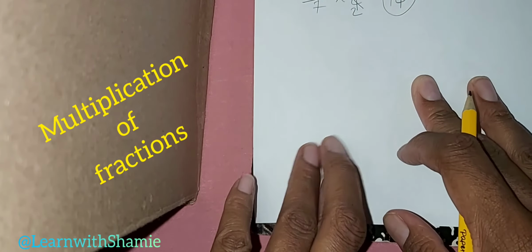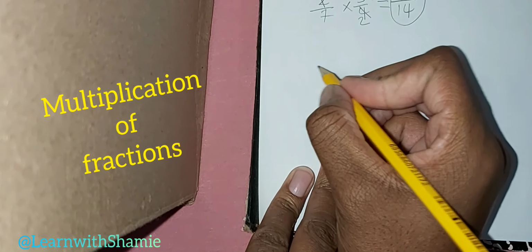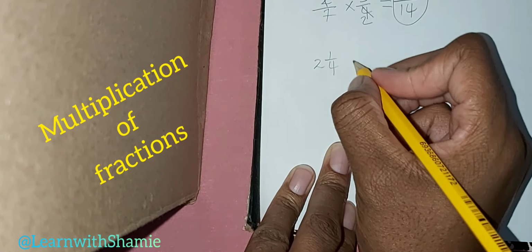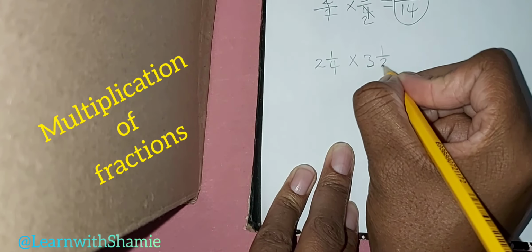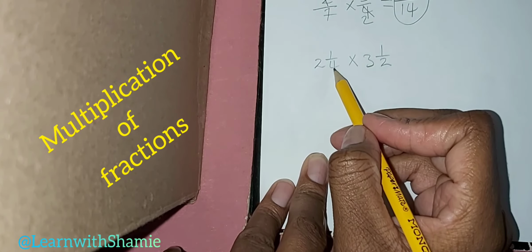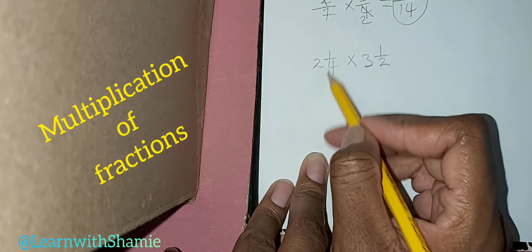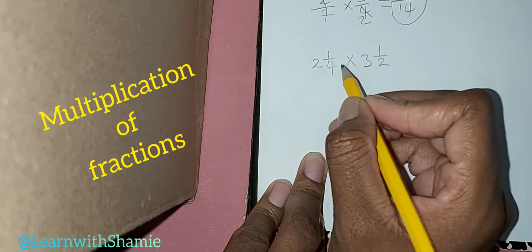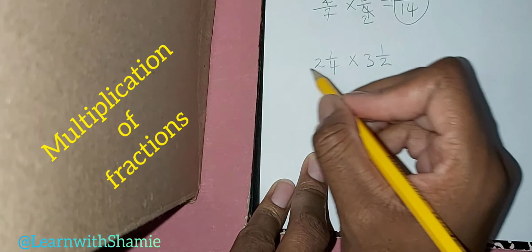Let's do another example, but this time it will be of mixed fractions. So it's 2 1/4 multiplied by 3 1/2. So we're always going to turn the mixed fraction into an improper fraction. The only difference is that with the division we have a sign to change, with multiplication the sign remains.